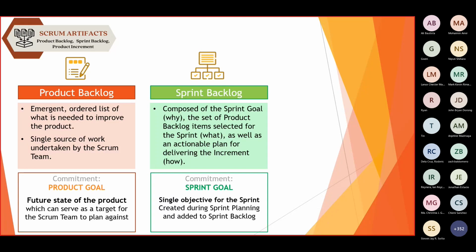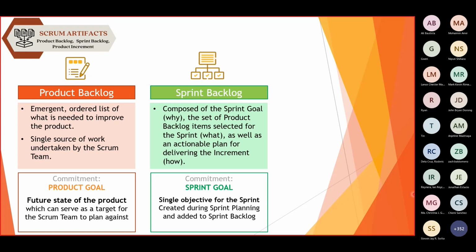All right, so for the sprint backlog, the sprint backlog is actually a subset of the product backlog. So we'll choose which items from the product backlog will be worked on for the given sprint. So it will compose the sprint goal, or the smaller goal that we are targeting. What are the backlog items that we select for this sprint and how do we deliver them? So if the product backlog has the product goal as the commitment, then for the sprint backlog, we have the sprint goal as its commitment.